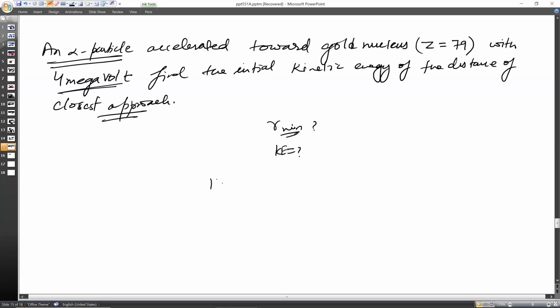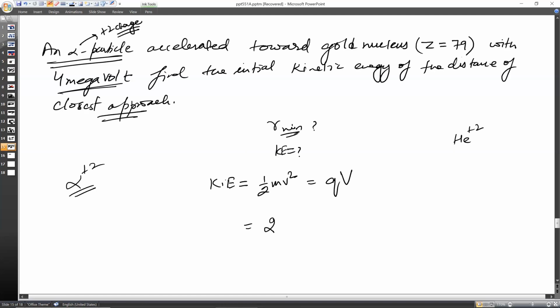Kinetic energy is equal to half mv square. It is also equal to QV. So what is the value of Q of the alpha particle? The alpha particle has 2 positive charge. I've told you that it is doubly charged helium. Keep in mind that the alpha particle has positive 2 charge. It will not be given to you in the examination, so you need to memorize this.